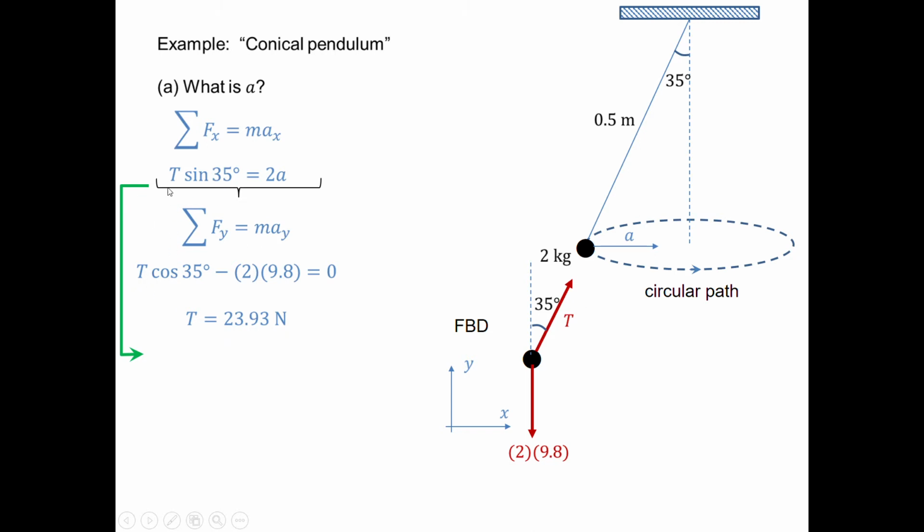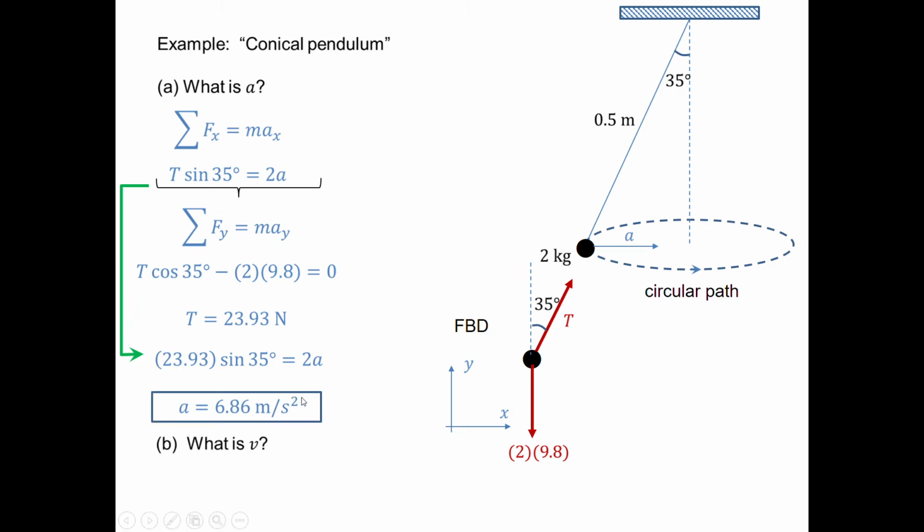And now that I've got that, I can plug into this relationship up there and solve for a, right? Plugging it into my calculator, I get a equals 6.86 meters per second squared. So that answers the first question, and the second question is, what is v? If I would have known v to begin with, I might have been able to just plug directly into v squared over r to get the magnitude of the acceleration, but it wasn't clear that I knew v, and I also didn't really know r either directly.